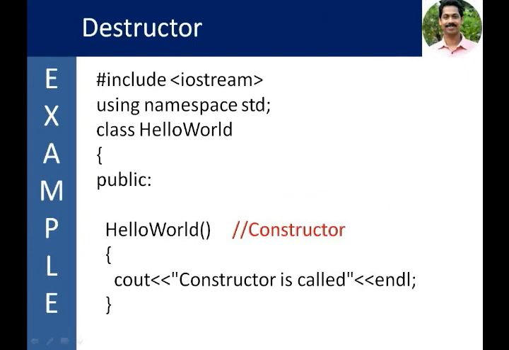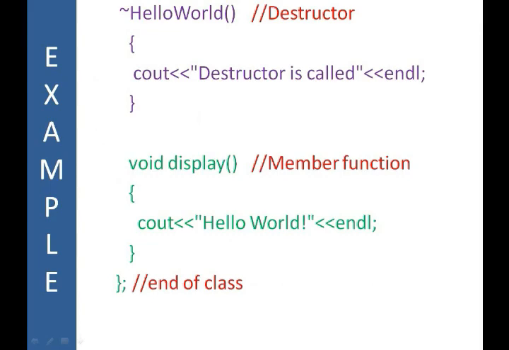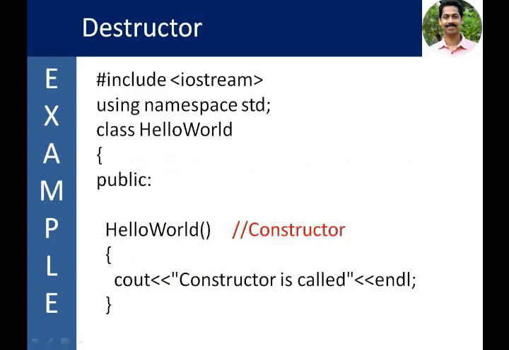This is a simple example for a destructor. See, class HelloWorld. The constructor is there, and a message 'Constructor is called' is printed. Then the destructor, starting with a tilde symbol. The name is the same as that of the constructor. 'Destructor is called' is printed. Then void display prints hello world, then the end of the class. This is just a simple demonstration program to understand when a destructor and a constructor are called. When the destructor is called, a message will be printed. When the constructor is called, another message is printed.